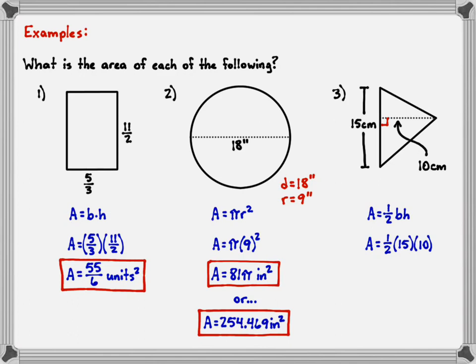And then simplifying this, 15 times 10 is 150, half of that is 75. The units on this are centimeters, so the units on area would be centimeters squared. That is our answer for the area of a triangle.